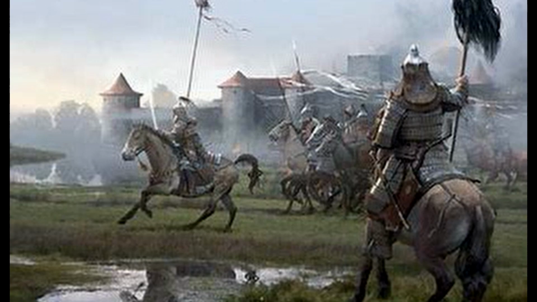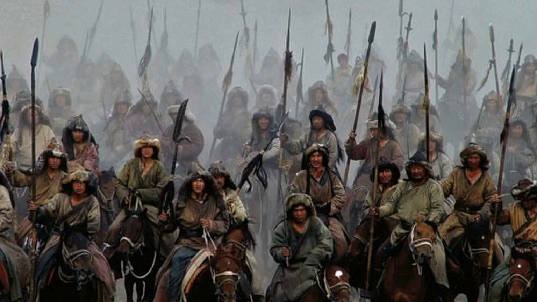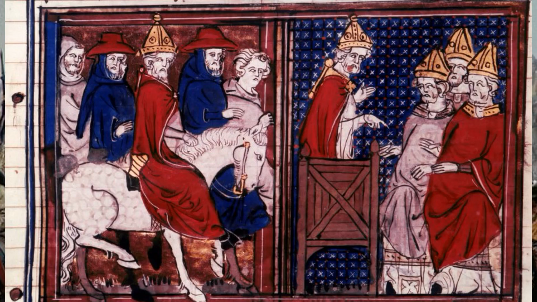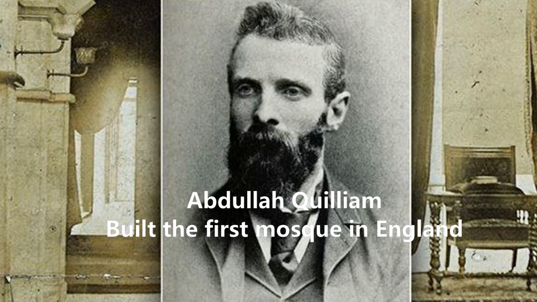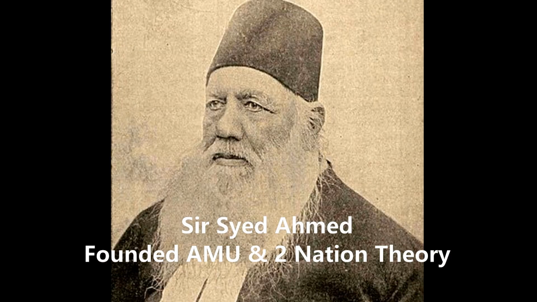This was then used by the British to drive a wedge between the Hindus and the Muslims, and the Anglo Muslim alliance was formed in 1875. As a result of this, the first mosque came up in England and the foundation was laid for Aligarh Muslim University. This mindset laid the seeds for the partition of our country.